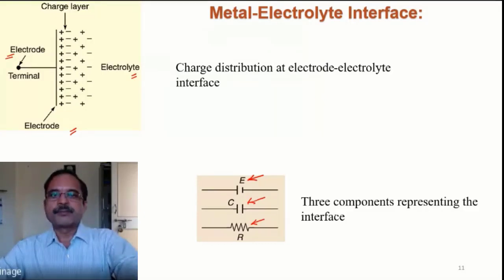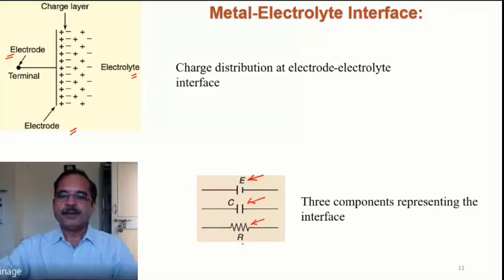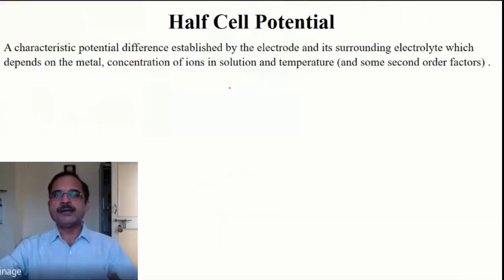So this representation of resistance, capacitance, and potential will help us to determine the equivalent circuit of this metal electrode interface. This equivalent circuit we are going to discuss next time.